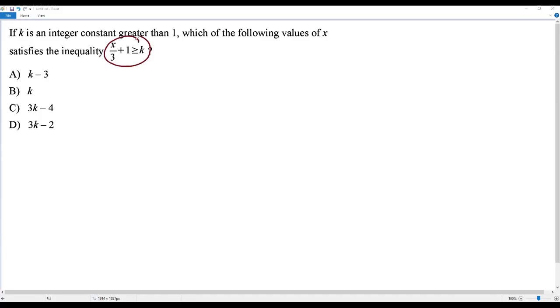Okay, now let me take this inequality as it is and solve for x. Let me write the inequality over here, x over 3 + 1 ≥ k. To solve for x, I have to get rid of the values around the variable x on the left side. First, let me get rid of this positive one. For that, let me subtract 1 from both sides. Then positive and negative 1 will cancel out. I am getting x over 3 ≥ k − 1.